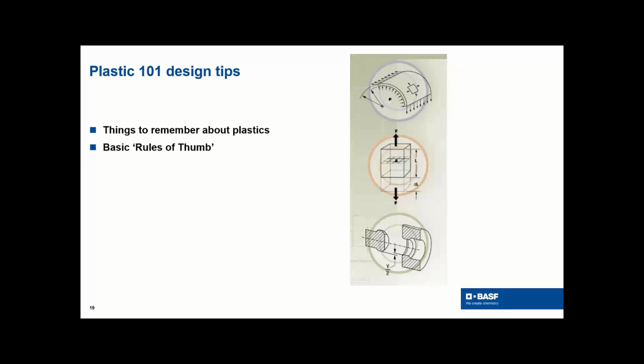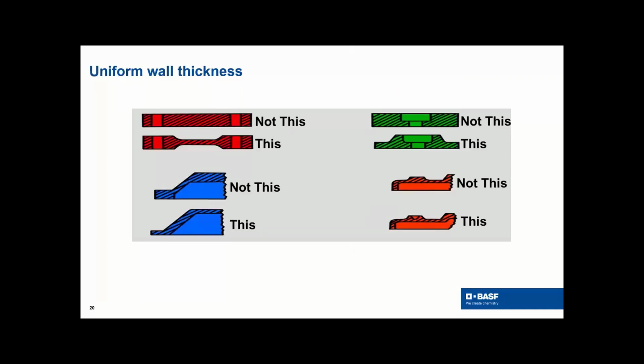So let's look at some basic rules of thumb, some plastic 101 tips, as I call them. So uniform wall thickness. This really is key for any plastic, and I'll explain why. If we look over here at the green part, if this was your first design, you may design it like this. Well, this is a very thick area, and this is a thinner area, and because this area is going to cool longer than this area, it can put in some differential shrinkage. It can give you some warpage. So it's just not a good design.